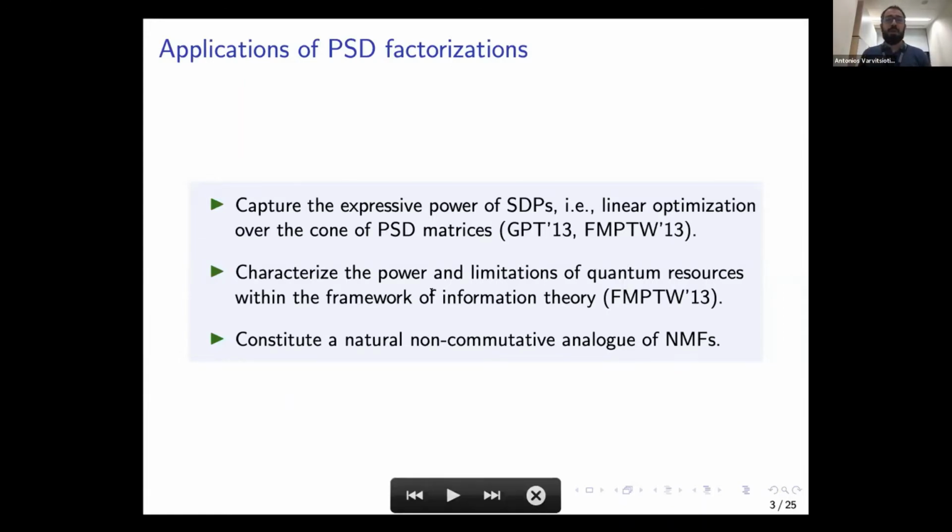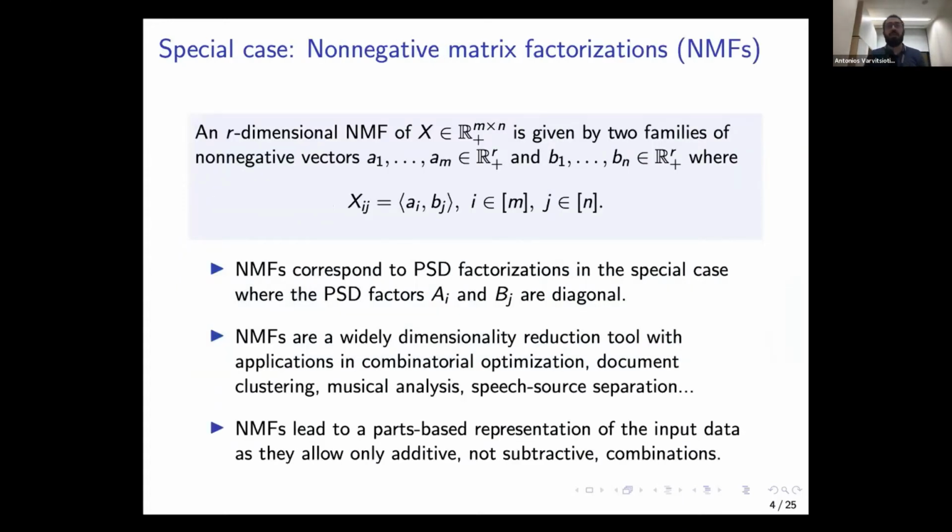And perhaps the more geeky mathematical reason is that PSD factorizations are a non-commutative analog of non-negative matrix factorizations. And what are these? What is a non-negative matrix factorization? It's basically the same thing as we had before.